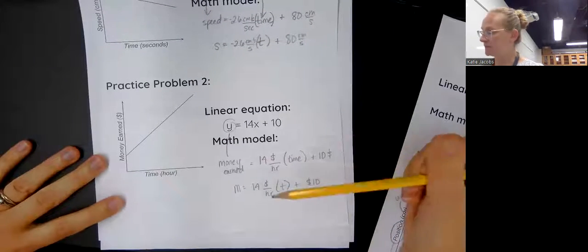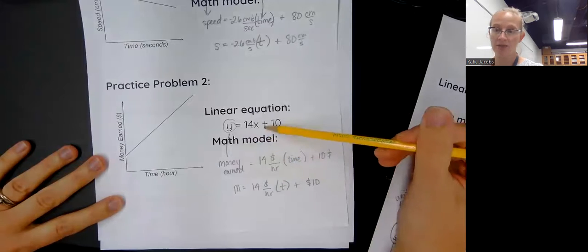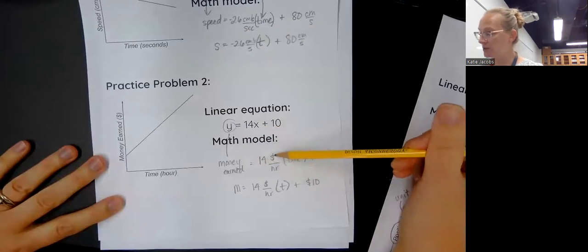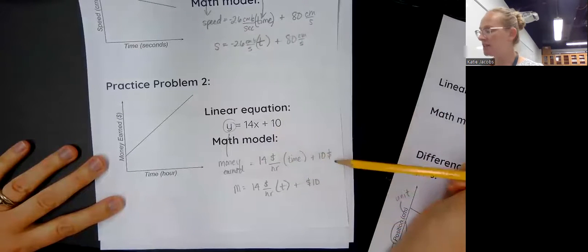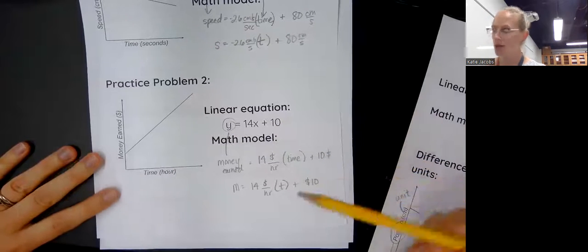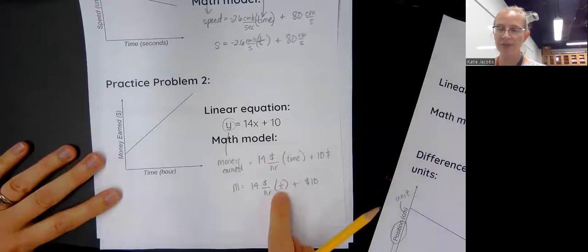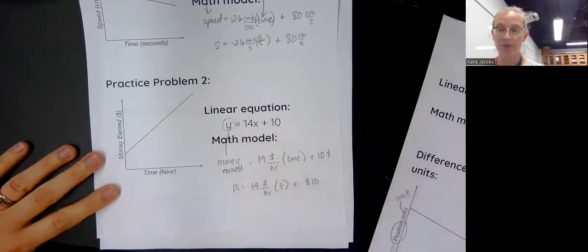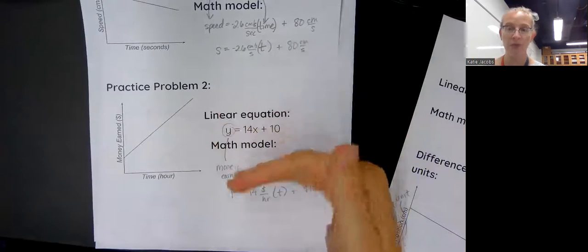Here's the solution. Money earned, replace the y. Time, replace the x. Those are my two variables. My slope was $14 per hour, the correct unit, plus $10 for the y-intercept. And the dollar symbol can go either after or before the 10. It doesn't really matter. If I wanted to do it in symbols, I could do M for money earned and T for time, but that wouldn't change my slope and that wouldn't change my y-intercept. Okay, hopefully this was helpful for practicing going from a linear equation to a math model.